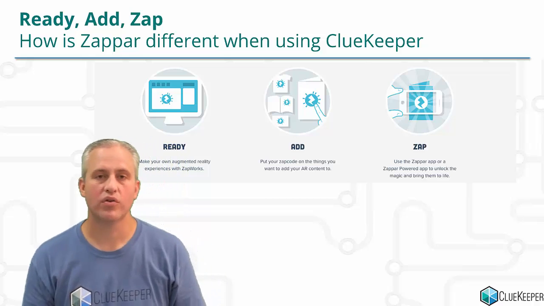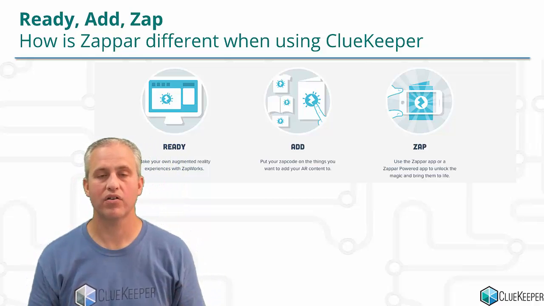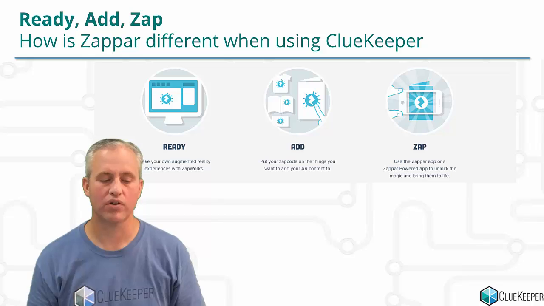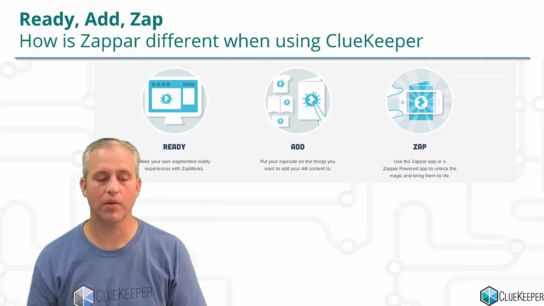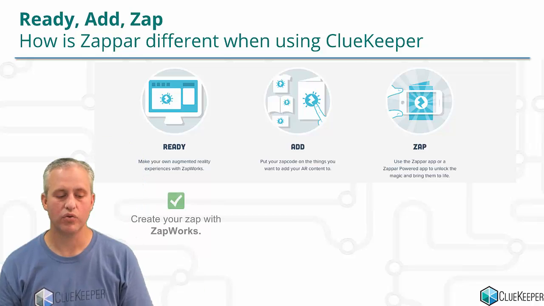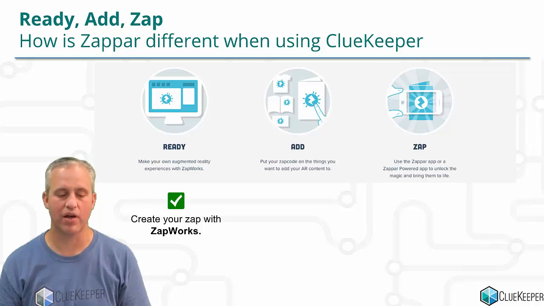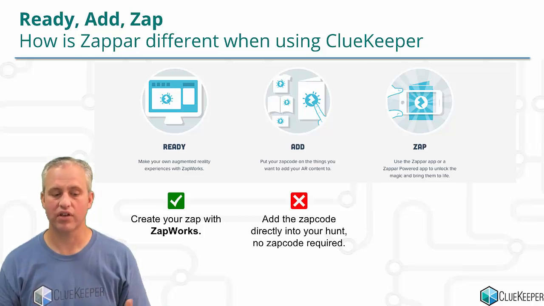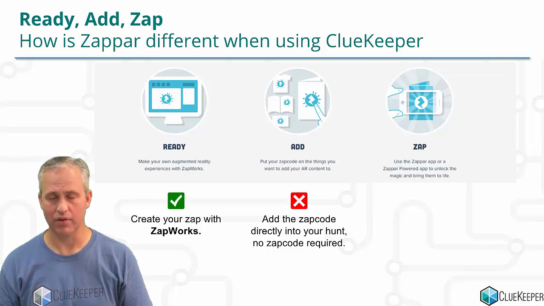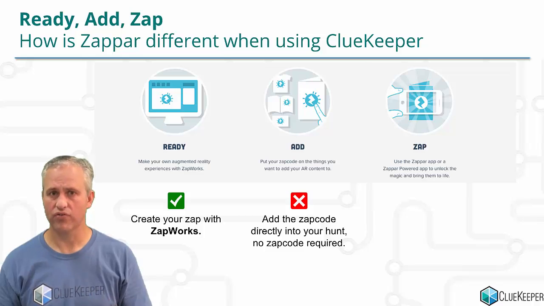The other thing I wanted to do is I wanted to have a little background about things that you see over at the ZapWorks site. So the way their tool typically works is you get your zaps ready. So you use ZapWorks to get your zap ready, and you'll do that with ClueKeeper as well. You have to prepare your zaps over there. The next thing that they'll have you do is that you have to add your zap code onto your tracking image. That is false for us.